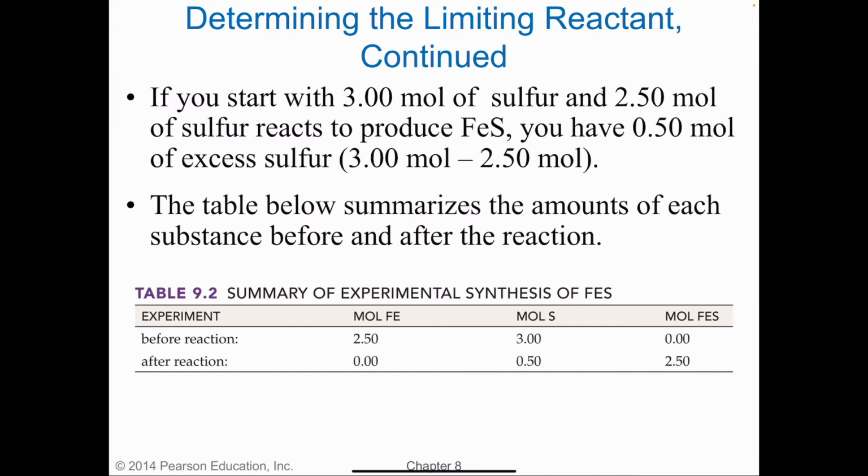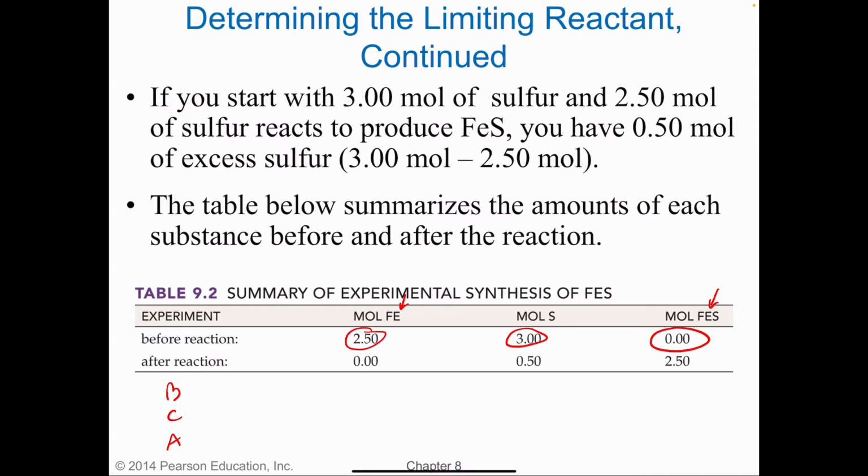To put this in a table, because quite often with problems like this it's really helpful to have a table where you've got the before and the after, or maybe even the before, what's changing or what's reacting, and then after. We had 2.5 moles of iron, and we had 3.00 moles of sulfur, and before the reaction, we didn't have any of the product. That should be a lowercase e, by the way.